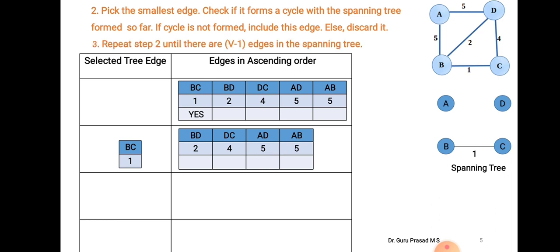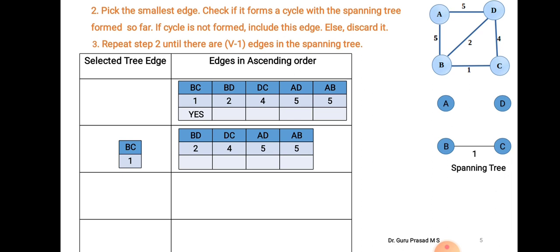The last step in the algorithm is to repeat step 2 until there are V minus 1 edges in the spanning tree. In the given problem, the V value is 4, so the total number of edges in the spanning tree is 3. But right now there is only one edge in the spanning tree, so I'm going back to step 2.